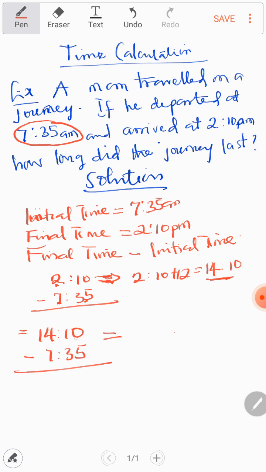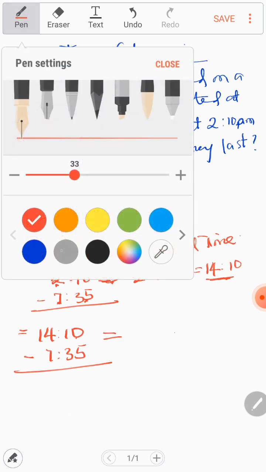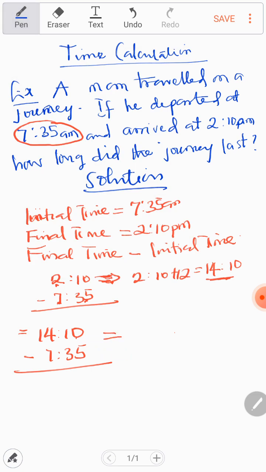Now you notice that here we have 0, and here we have 5. Now we cannot take this away. Even if we borrow 1 from here, we are still going to have another 0 back here, so it's going to give us a problem back to back. So what do we do? We come to this 14 and borrow a whole 1 hour, which is 60 minutes. All right, so borrow 1 hour, which is 60 minutes, and then we add it to this 10.